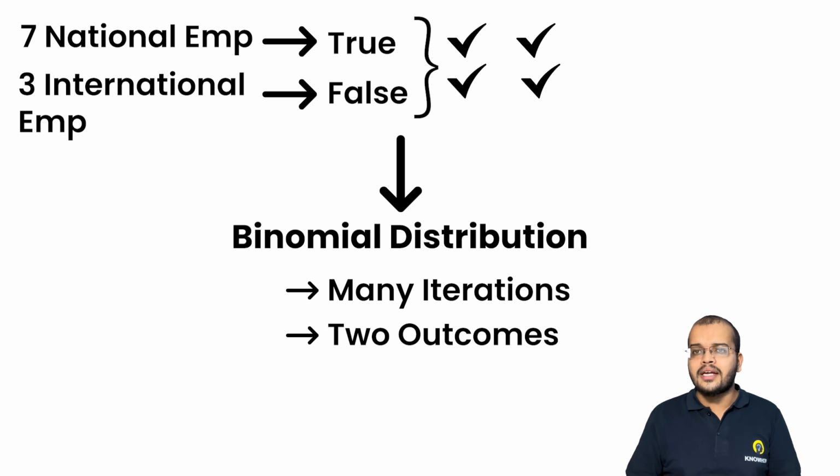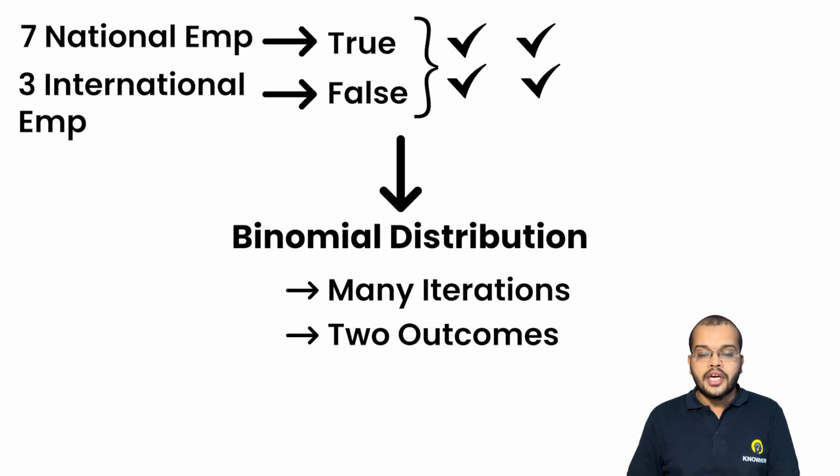So binomial distribution and Bernoulli distribution are both interlinked with each other. The conditions for the binomial distribution are that we can go with several iterations, n number of iterations, but for every iteration there will be only 2 outcomes. So that is the binomial distribution.